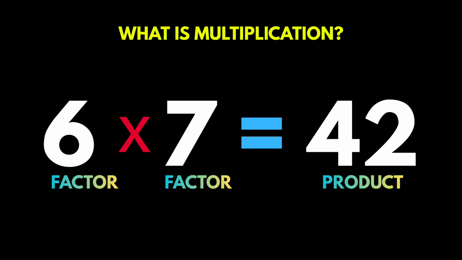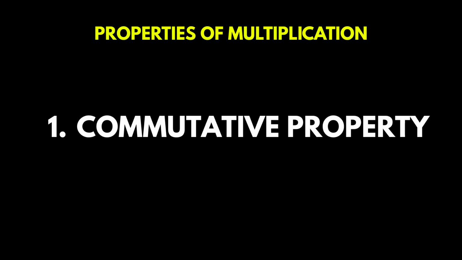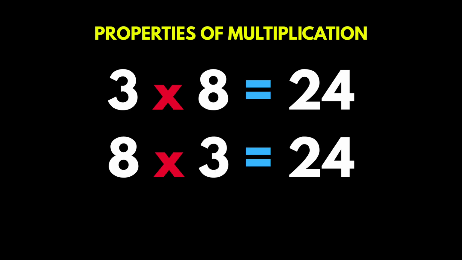See it and multiply. So just like addition, multiplication follows a set of rules, and these show up constantly in algebra and beyond. Three properties you need to know. Property number 1, the commutative property. The order of the factors does not change the product. 3 times 8 is 24. 8 times 3 is also 24. Flip the order, same answer. This is exactly like addition, and it's useful when one order is easier to compute mentally than the other.